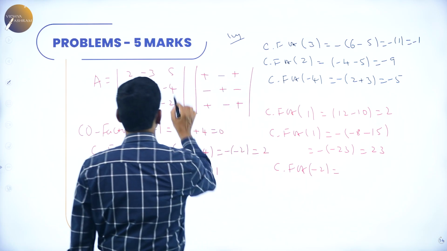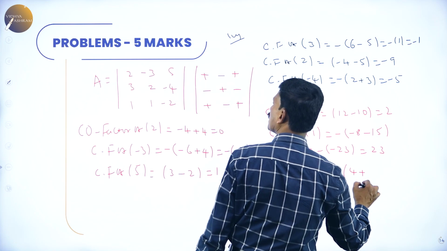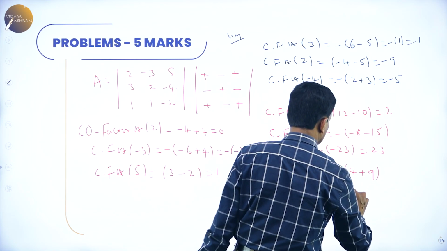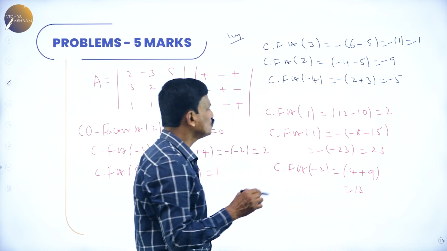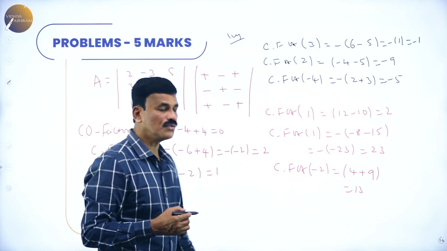And last element, cofactor of minus 2 is equal to, this row column is gone. 2 2s are 4, minus into minus plus 3 3s are 9, that's equal to 13. So 2, 23 and 13 are the cofactors for the last row. Now write down the cofactor matrix.